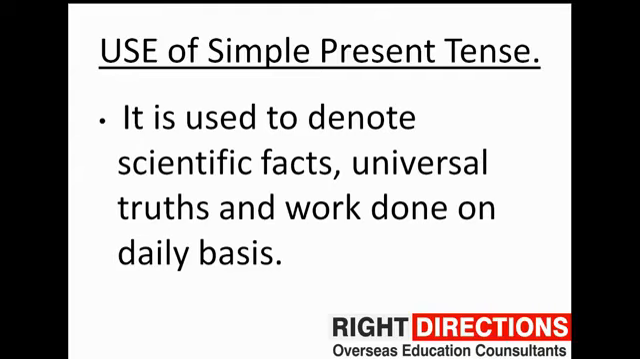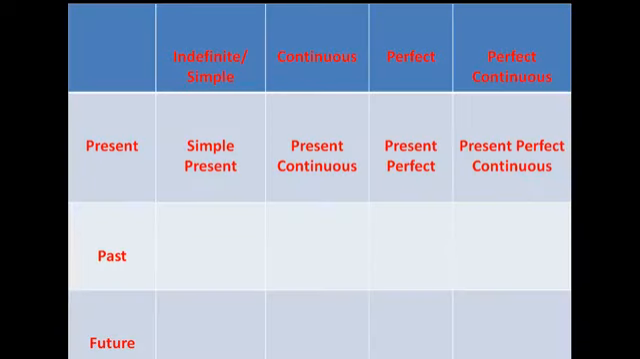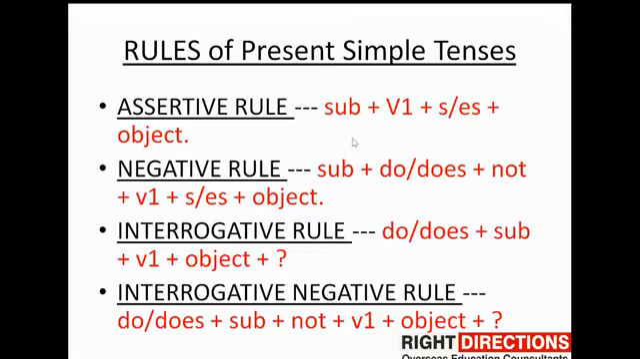First of all, see here the usage of simple present tense. Simple present tense is used to denote scientific facts, universal truths and work done on a daily basis. Present tense can further be classified into 4 types. These are simple present, present continuous, present perfect and present perfect continuous tense. Today we will discuss these 4 parts in detail. Let's talk about the first part, that is present simple tense and its rules.